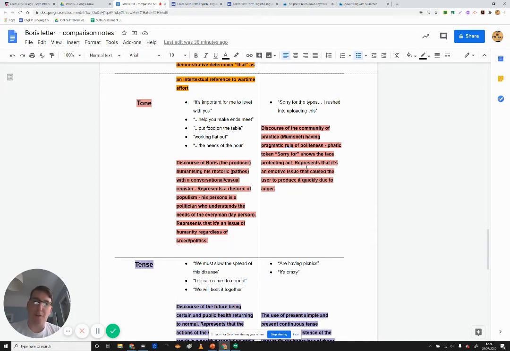And it's what we call a face protecting act. They're trying to protect their own face, and say, oh, I know I've made a few mistakes, but I'm sorry. So what we can say is that there's a discourse of Mumsnet itself having a role of politeness, using phatic language, showing kind of diplomatic approaches to how you can have a discussion.